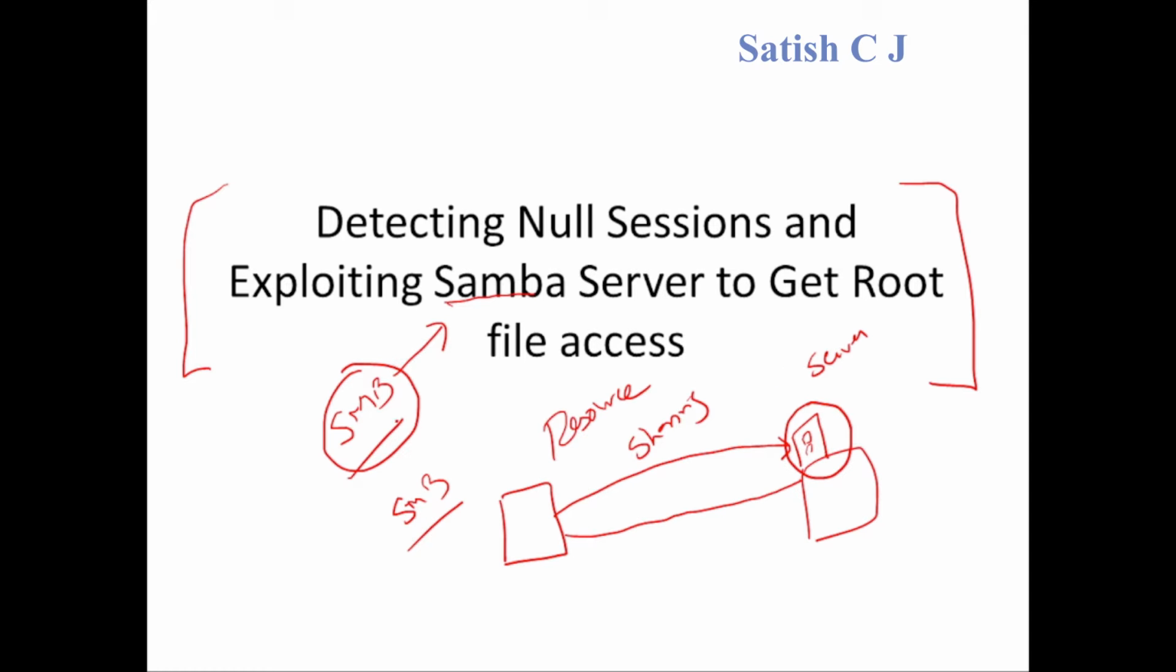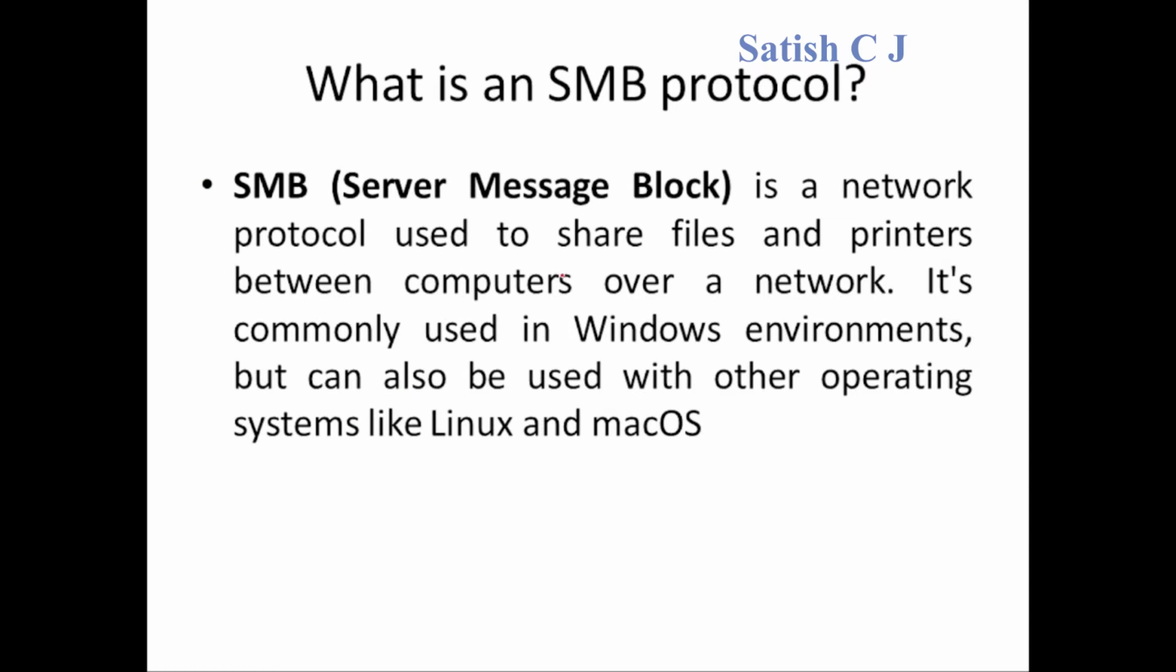So SMB, server message block, is a network protocol that is used for sharing files and printers between computers over a network. It's commonly used in Windows environments and it can also be used with other operating systems like Linux and Mac OS. So what is this SMB protocol used for? It's used for sharing resources, printers and files over a network.